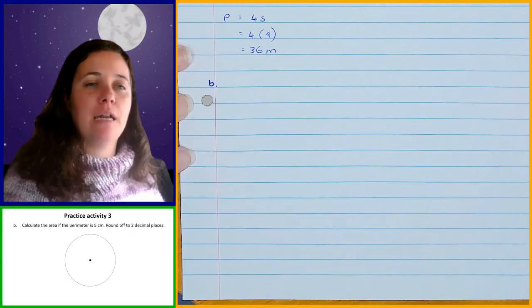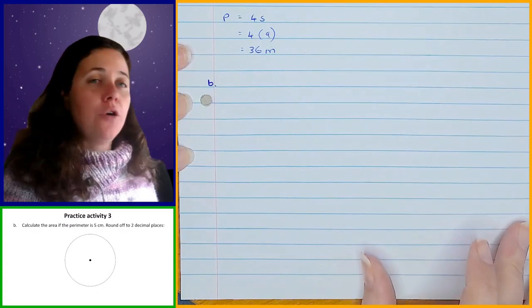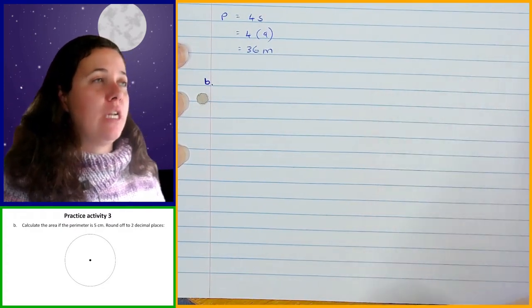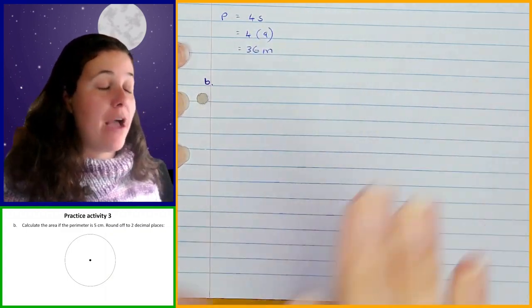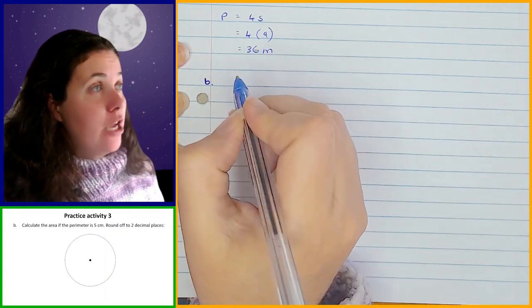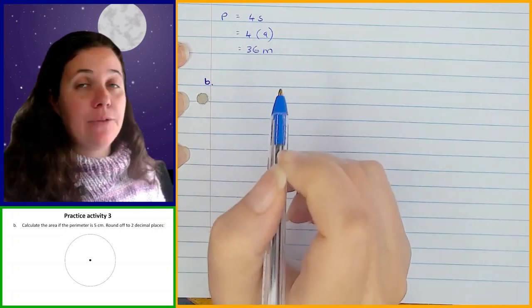Okay, so let's go through that last example. First of all, when you have a question like this with circles, remember you are not allowed to round off until the very end of the question. You have to be aware of that. Okay, so I've been told the perimeter is 5 centimeters.